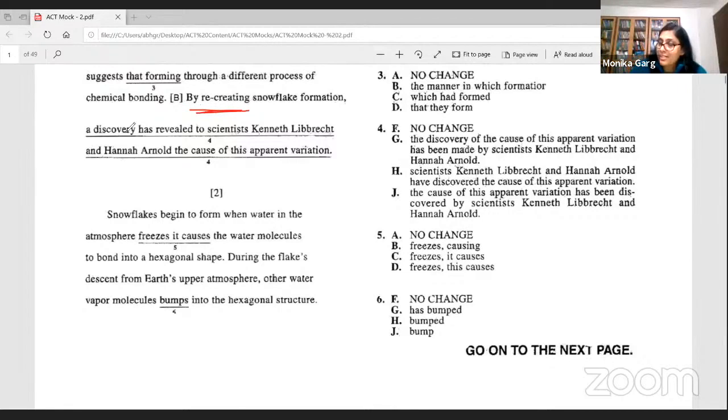It cannot be a discovery. So this one is absurd. It cannot be the discovery again. It's absurd. It cannot be the cause. It's the people who will create or recreate something when they are experimenting or trying to figure out how something happens. So it has to be people who do it. And that's why H is the correct answer.